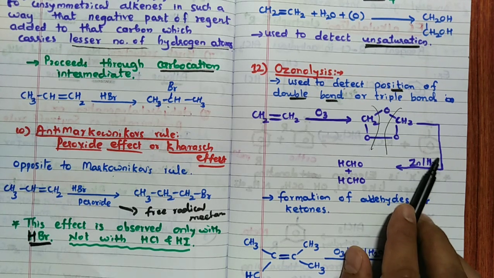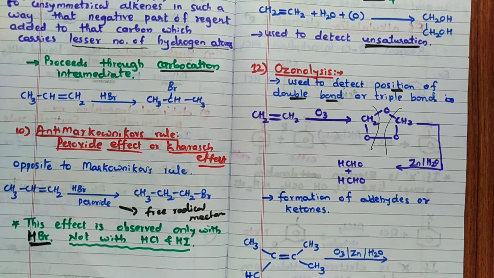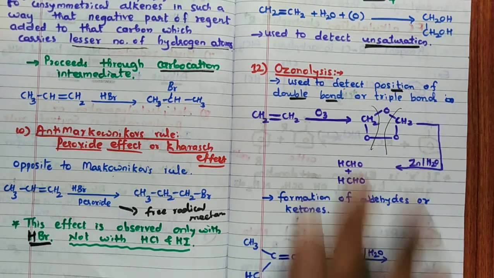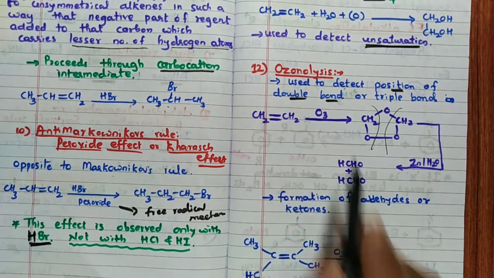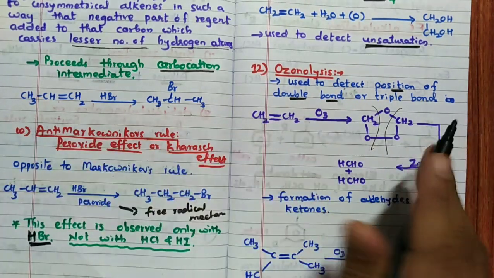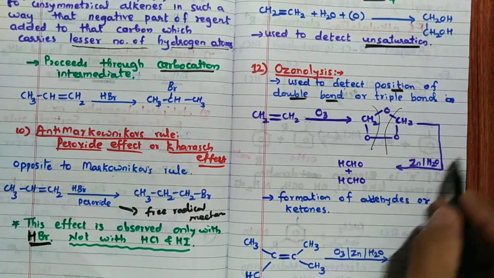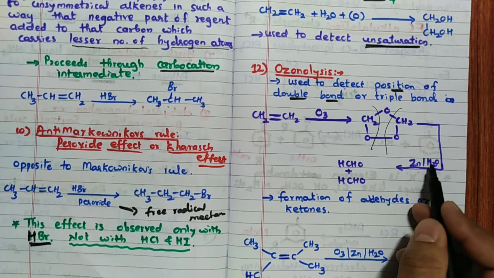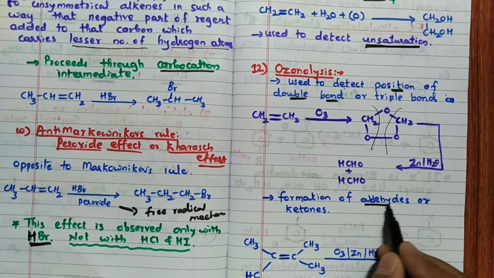If you don't use the zinc and water, then you get HCOOH. That is oxidative ozonolysis. For our NCERT only reductive is required, hence I have taken this. So with CH2 double bond CH2, see how ozone is added: this particular double bond is removed completely, with one oxygen here and one oxygen here. Then in the presence of zinc and water, you get HCHO, so aldehydes or ketones are formed in this reaction.